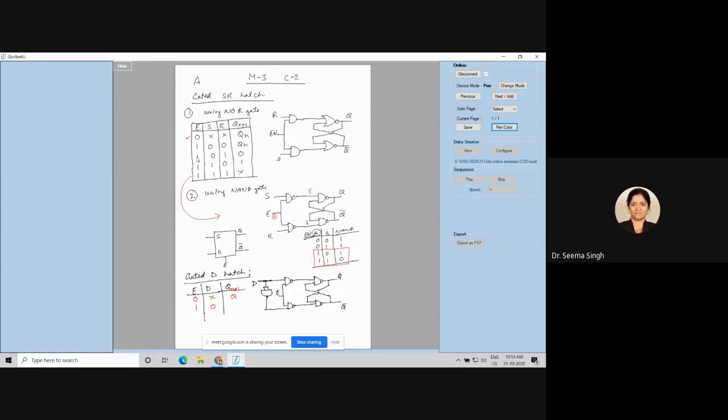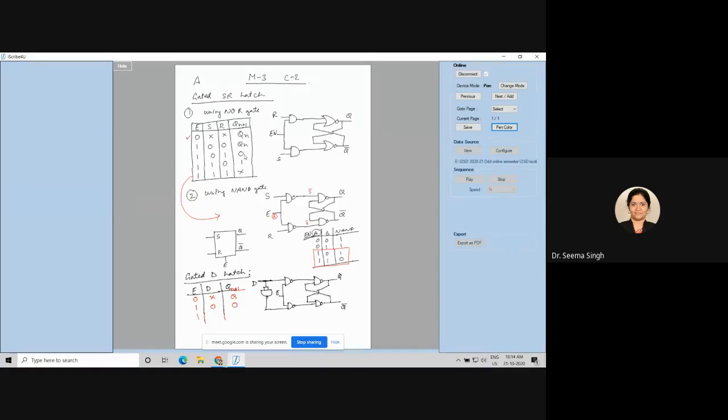So if enable is 1 and I made D equal to 0, you can see D is nothing but S. And then what is becoming R with this NOT gate? This D is making this as 1. So it becomes S equal to 0 and R equal to 1. So third row will come into picture. So when D is 0 now, Q will be what? Q will be following this functioning only, and it will be 0. Right?